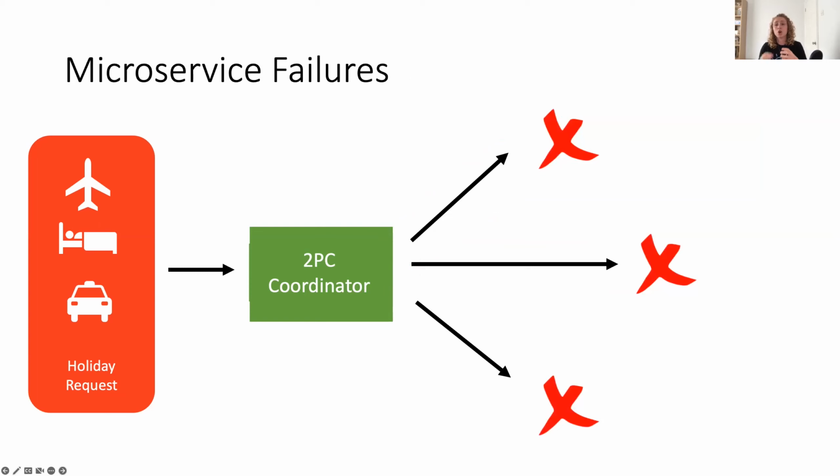Another one is, because we're now in a distributed cloud native infrastructure, we have the possibility of microservices failing, going down, becoming unresponsive, all of which can be fairly likely in these kinds of environments.